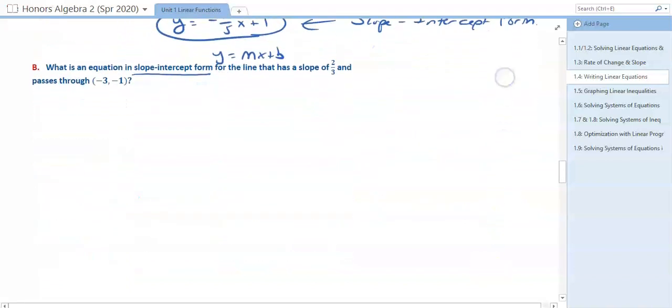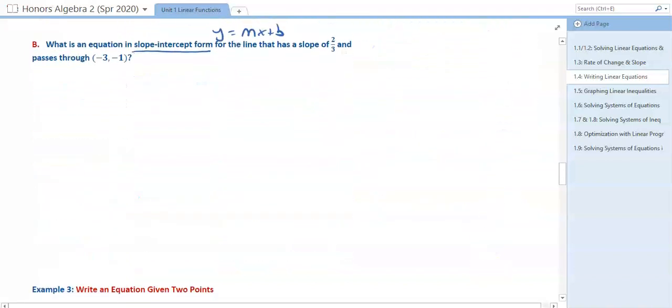So try example B on your own here. What is an equation in slope-intercept form of the line, given that the slope is 2/3 and it passes through -3, 1? So pause the video here, try it yourself. Did you pause the video? I hope you did, because here we go.